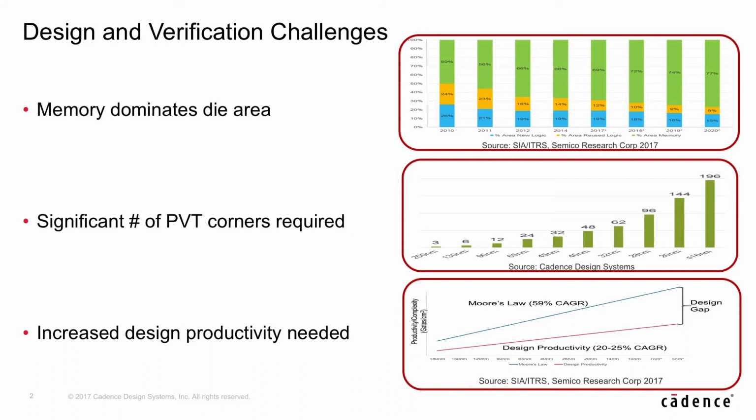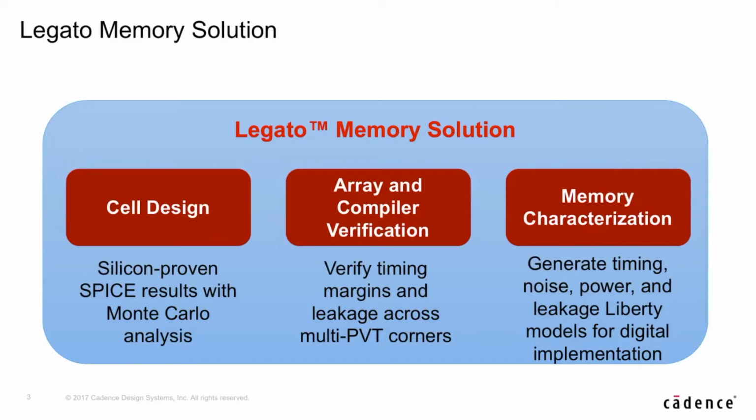And third, Moore's law basically says that in 18 months, the number of transistors is going to double. What we have seen is that Moore's law requires quite a bit of productivity improvement to catch up with what's happening in the silicon industry. And we wanted to see that the productivity could catch up with what Moore's law is requiring. So with all these challenges, what we have decided to do is to introduce this Legato memory solution.